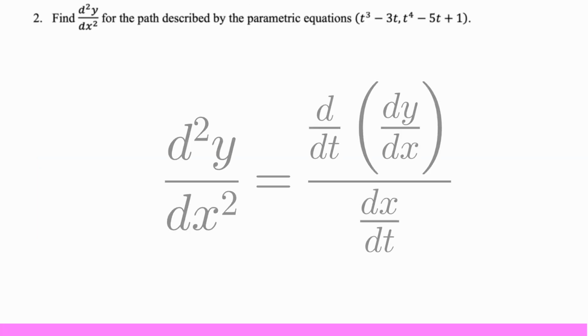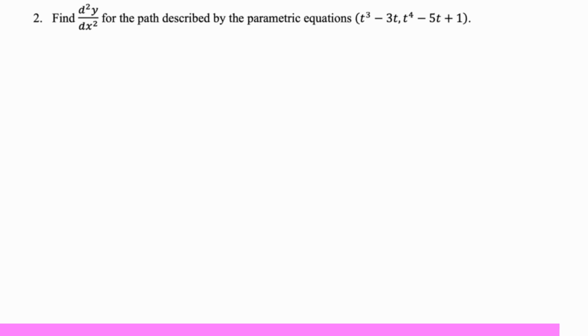Find the second derivative for the path described by parametric equations t cubed minus 3t, comma, t to the fourth minus 5t plus 1. So this is the path, right? Sometimes you're given the derivatives, the velocity vector. In this case, we actually have the position. So we're going to have to find dx dt, dy dt. Let's do that. Just power rule. So dx dt is going to be 3t squared minus 3.